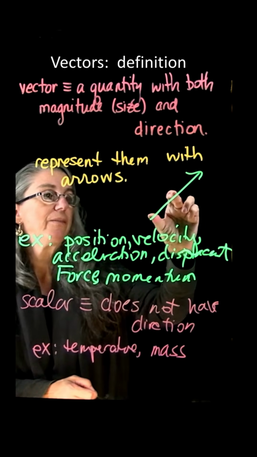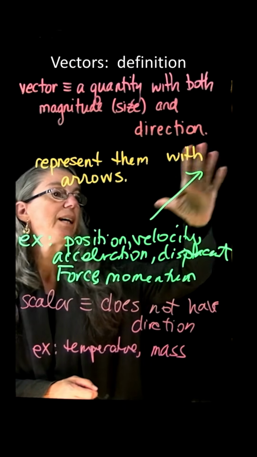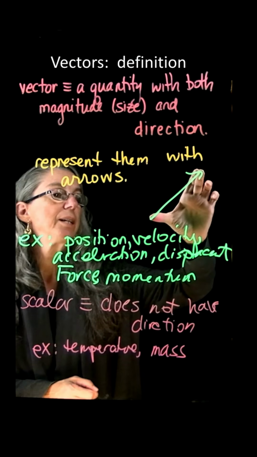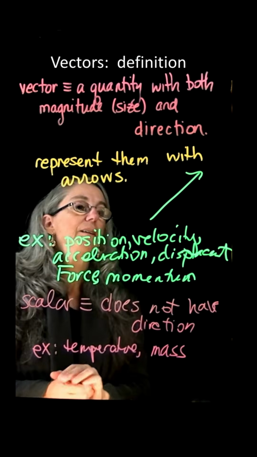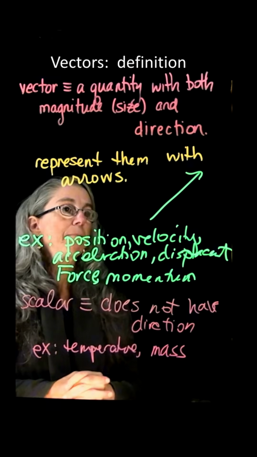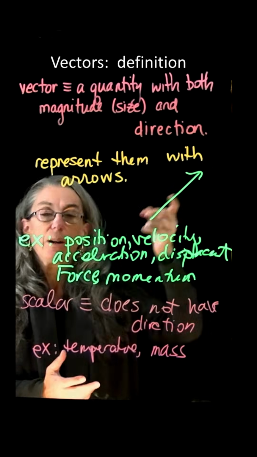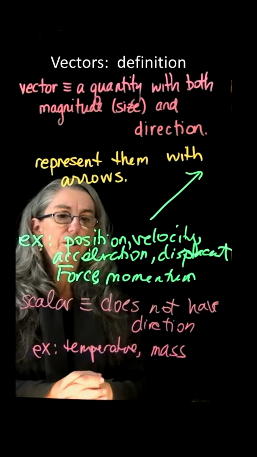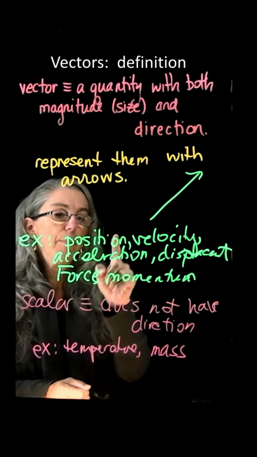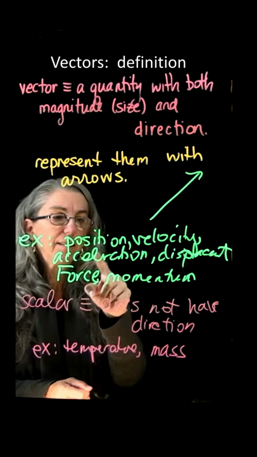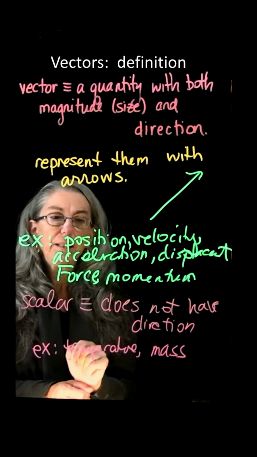So if that represents a velocity and it's 12 meters per second, we should represent 6 meters per second as half the length of the 12 meter per second vector. And then the arrowhead points the direction that the vector is going. Examples of quantities in physics that are vectors: position, velocity, acceleration, displacement.